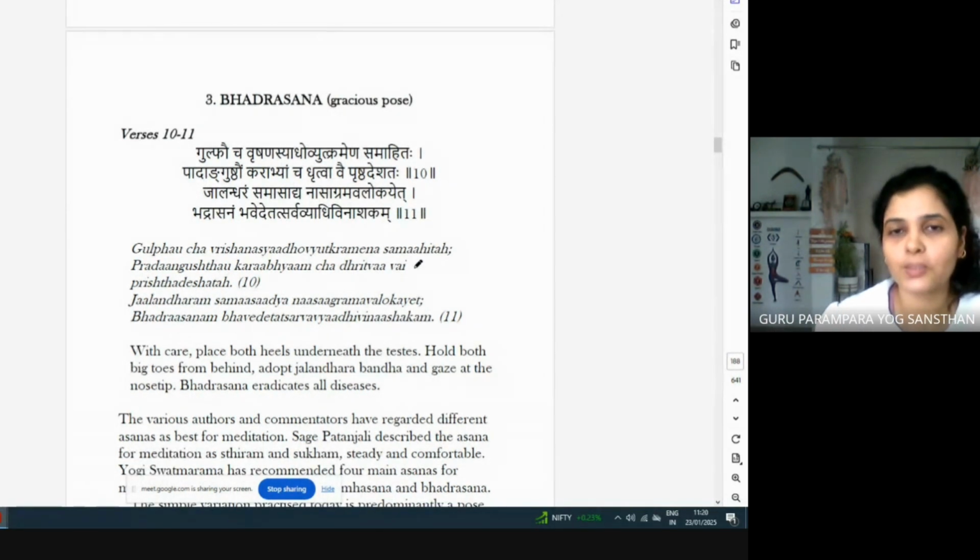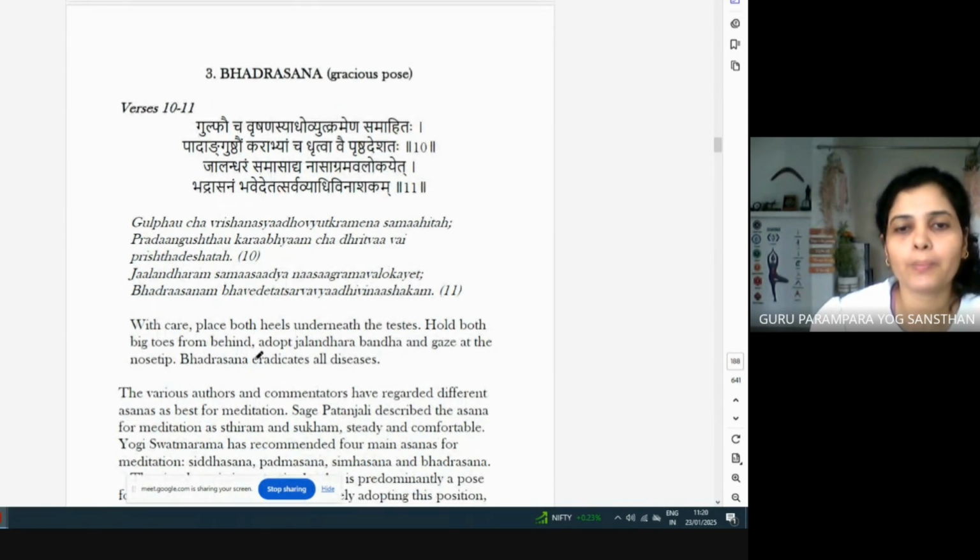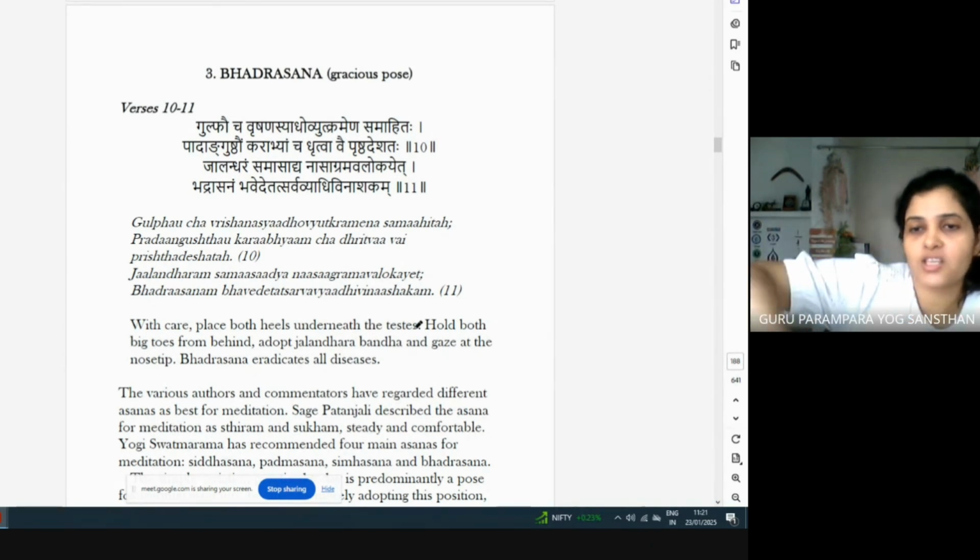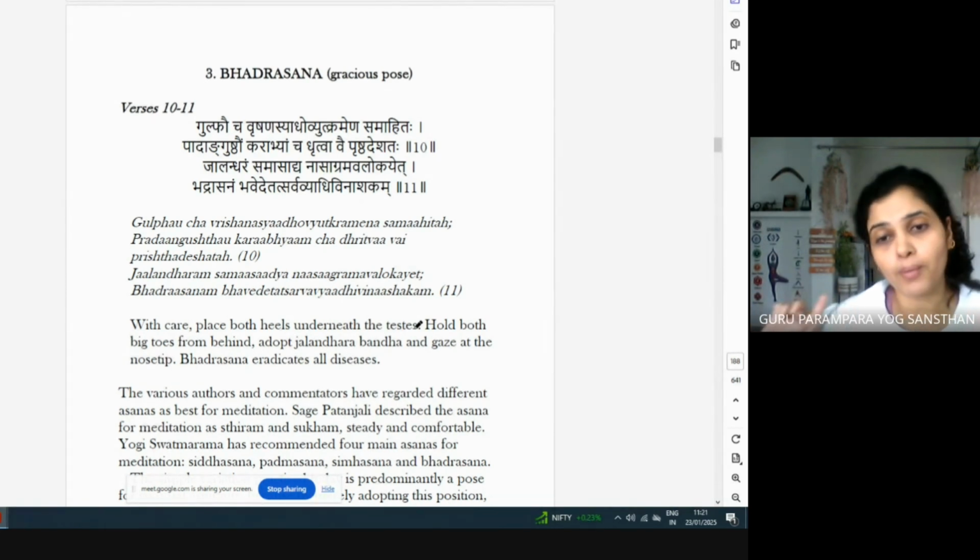In Hatha Pradipika, the way we do it today is the same method. Here it is slightly different. With care, place both heels underneath the testes. Means like Vajrasana, but you have to reverse your feet behind. Hold both big toes from behind.